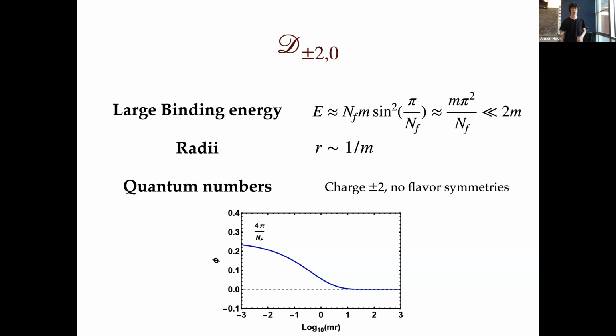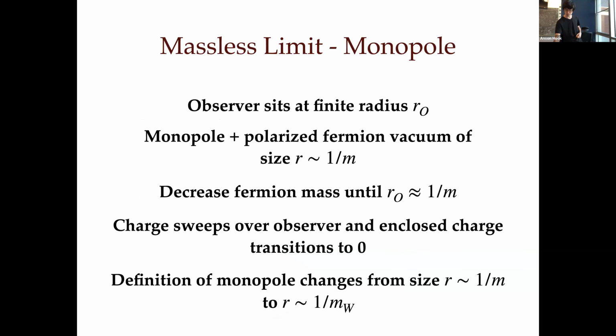Okay, so let's go back to the Witten effect briefly, in the massless limit. An observer sits at a finite radius. As you take m smaller and smaller, the radius of the polarized fermion vacuum goes further and further out until this charge sweeps over the observer. And the observer now says that there's no electric charge. At the same time, you redefine your monopole from an object of size 1 over m fermion to an object of size 1 over m W. You say it's just the core.